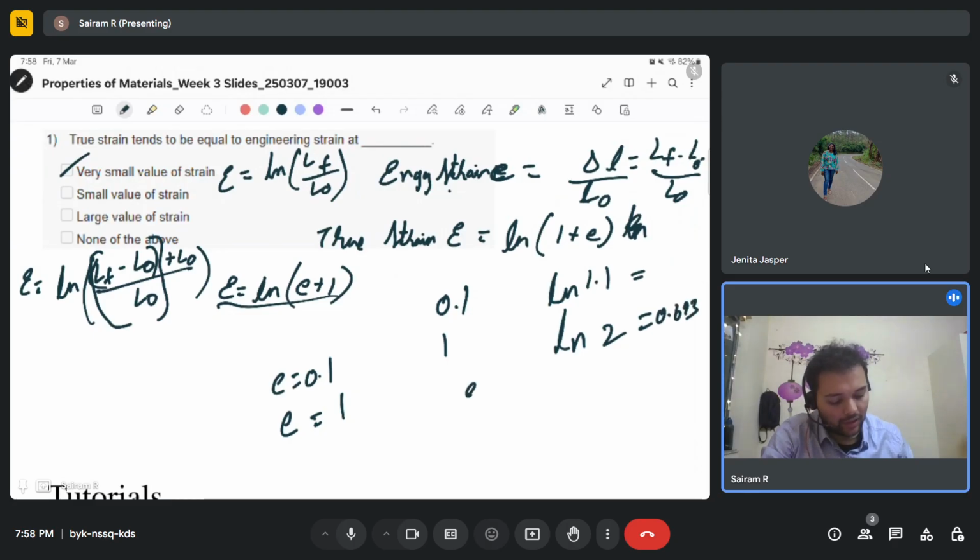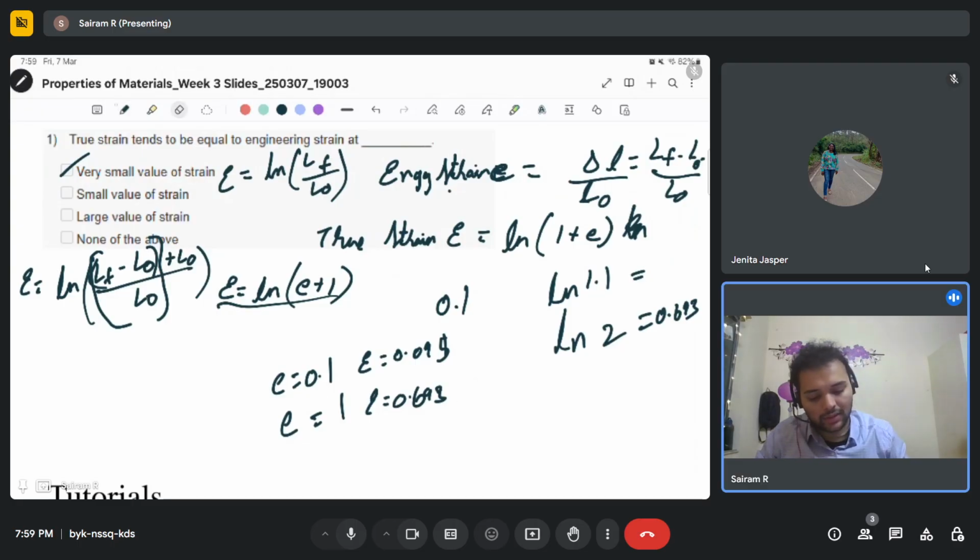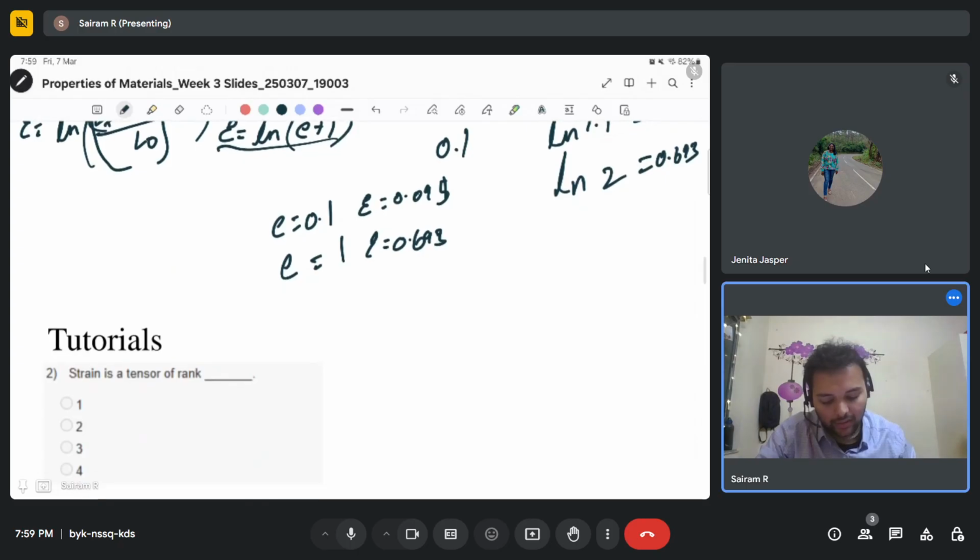So epsilon becomes, for E equals 1, epsilon becomes 0.693. For E being 0.1, epsilon becomes 0.095. So these are not very similar, these are quite different. That's why only at very small strain values, the true strain tends to be equal to the engineering strain.